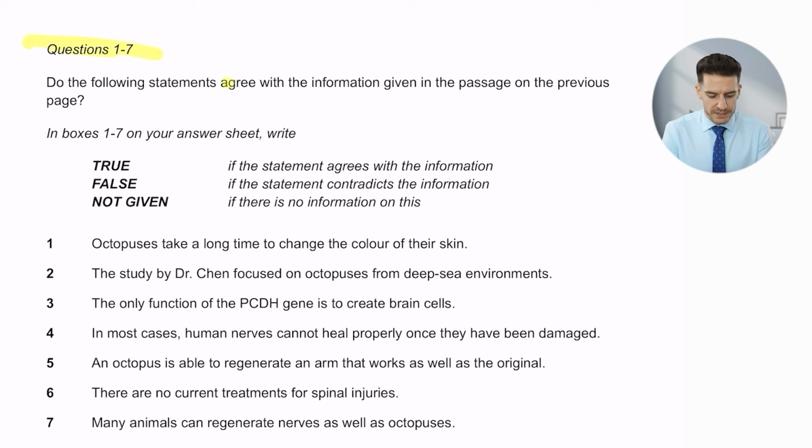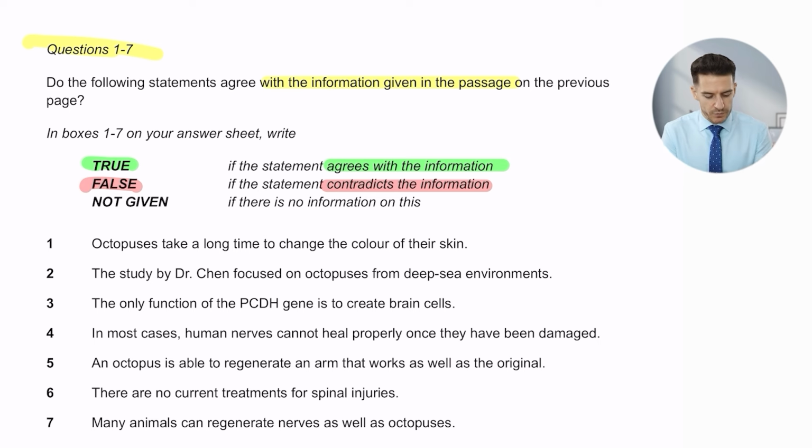Do the following statements agree with the information given in the passage on the previous page? Well, the first key bit of information there is with the information given in the passage. So it's not talking about what we think, it's all about the information that's in the passage. That's very important. In boxes 1 to 7 on your answer sheet, write true if the statement agrees with the information. Okay, so true means it agrees. The next one is false if the statement contradicts the information. So if something contradicts information, that means it is different to that information.